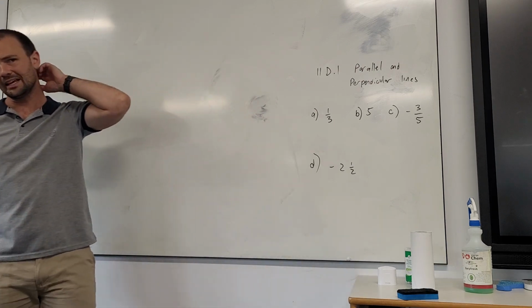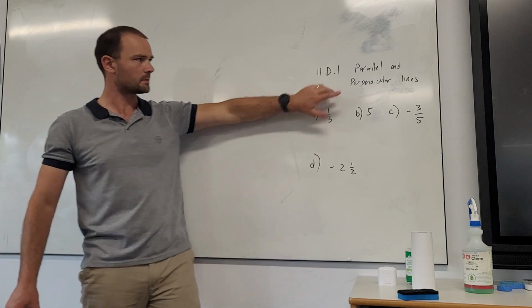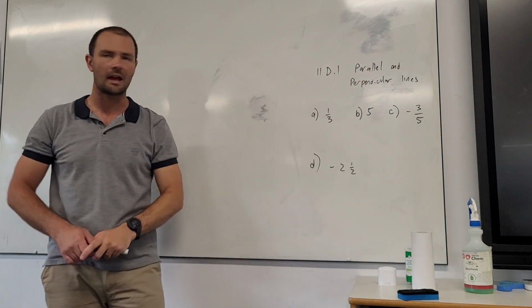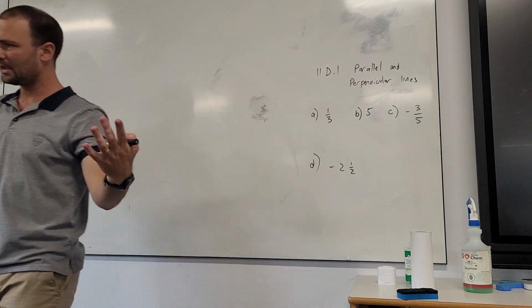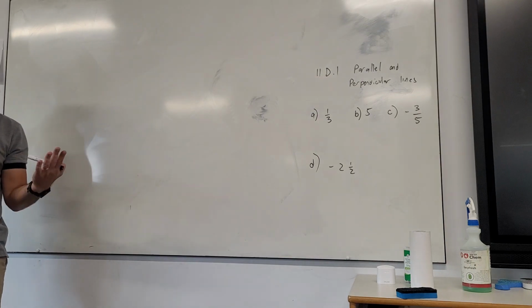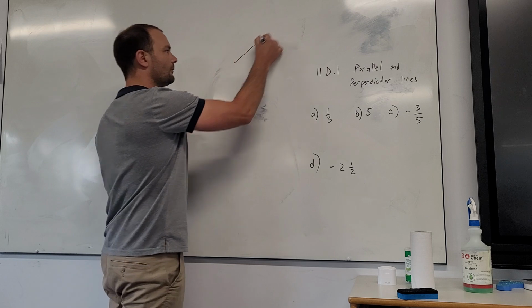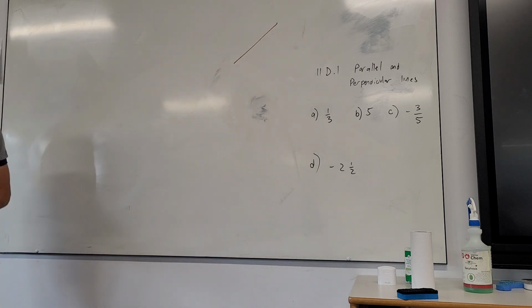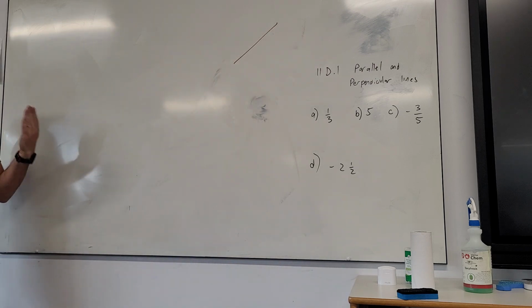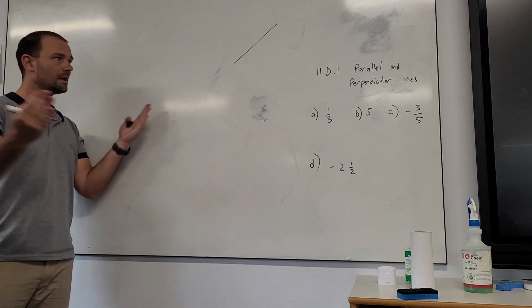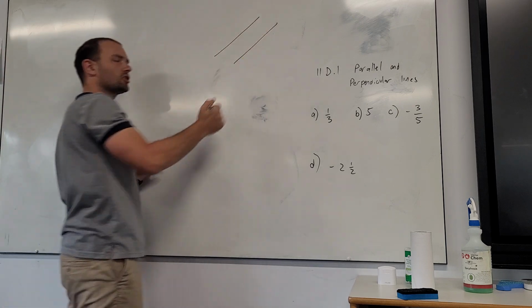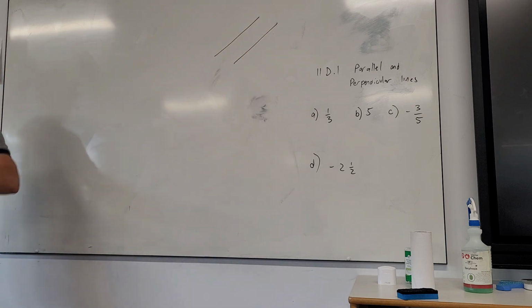Now, what we're doing here is we're presented with these slopes, all right? And we're looking at what would the slope be if a line was parallel to it and if a line was perpendicular to it. So if I've got some segment here that has a certain slope, a parallel line means it's got the same direction, so it's going to have the same slope. Parallel lines have the same slope.